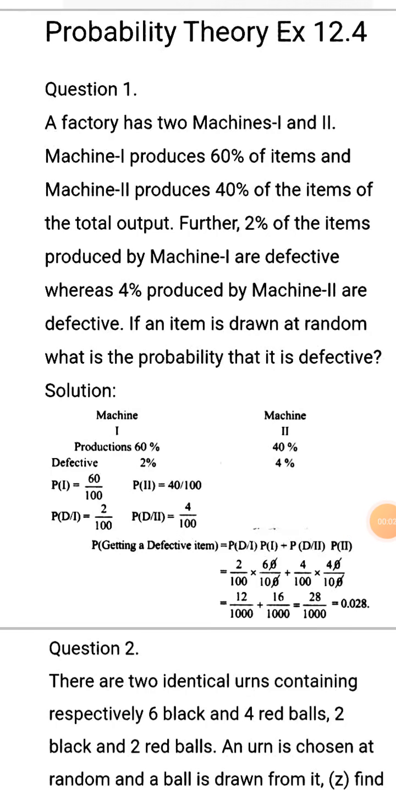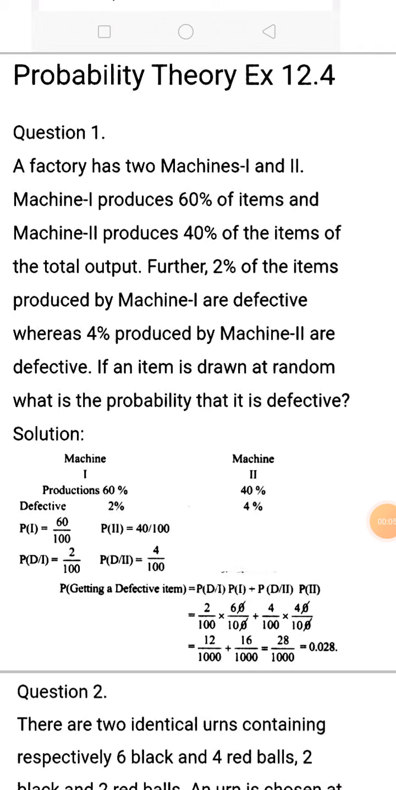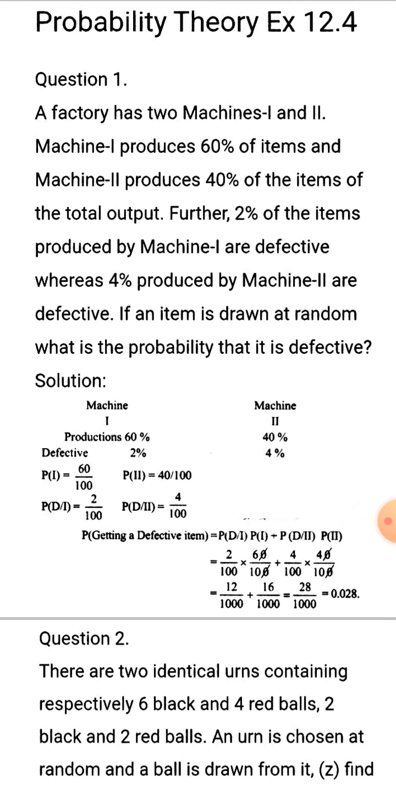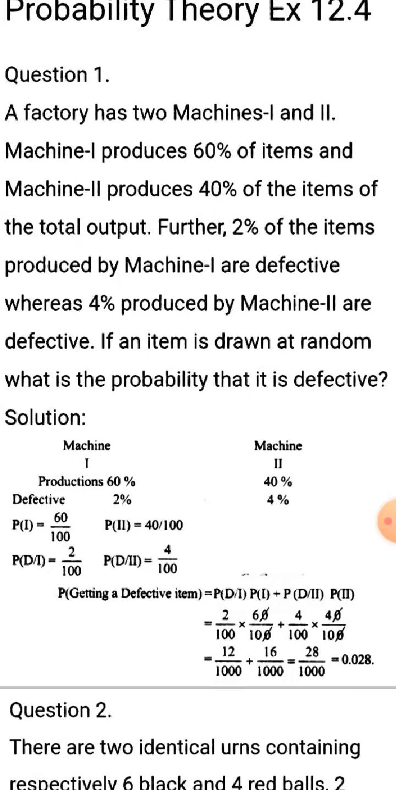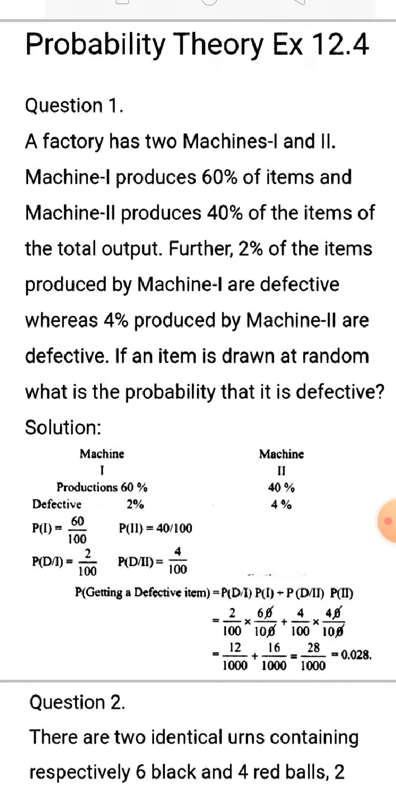Okay, so today we are going to explain exercise 12.4, probability. We have already seen 12.1, 12.2, 12.3. So 12.4, simple one. So look at the question.